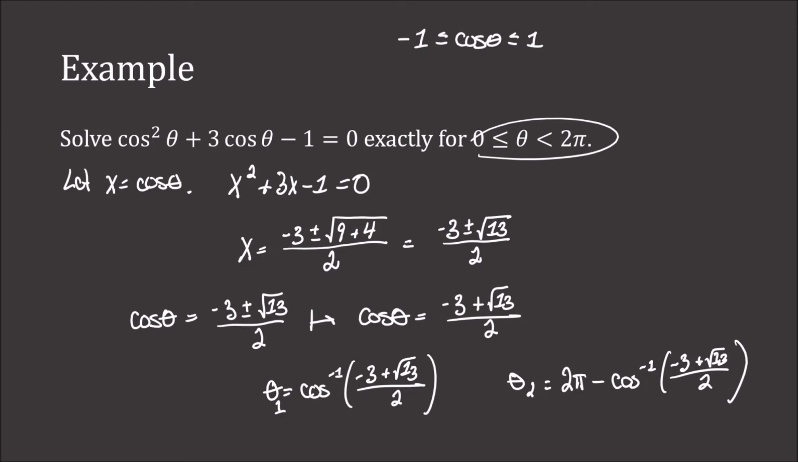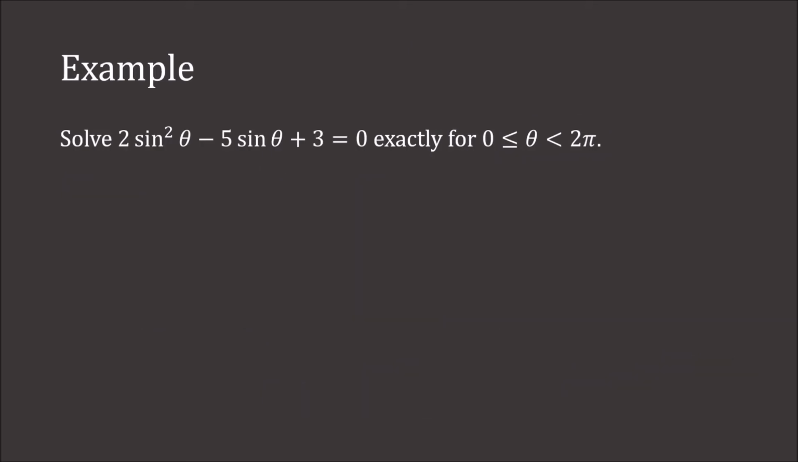And they wanted exact answers, so we just leave them in this form. Now this is another quadratic example, and again, notice we only care about 0 to 2 pi.